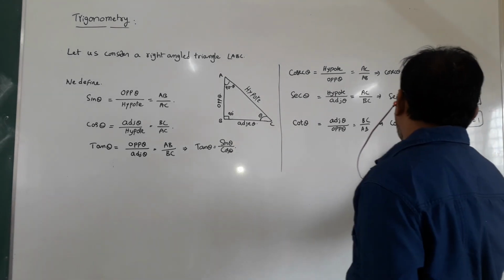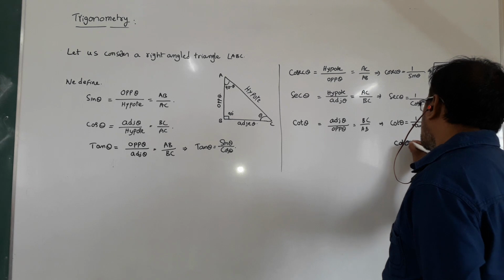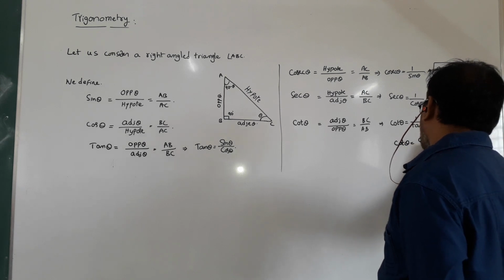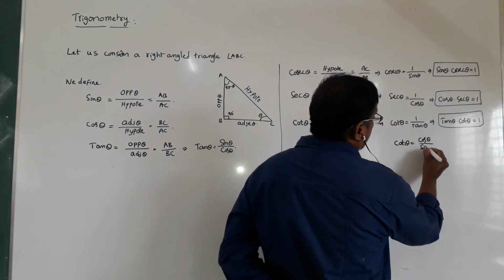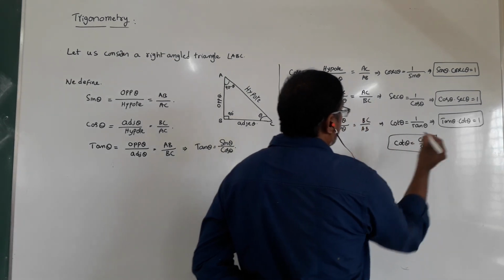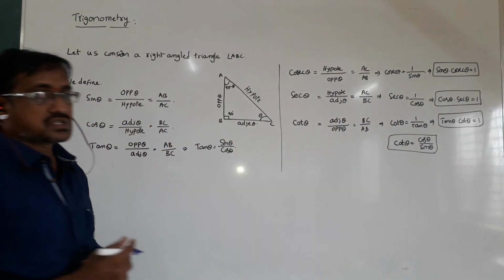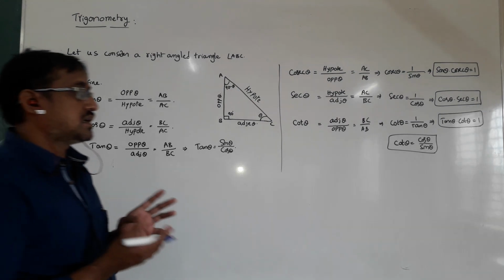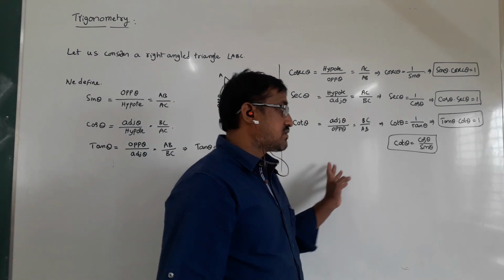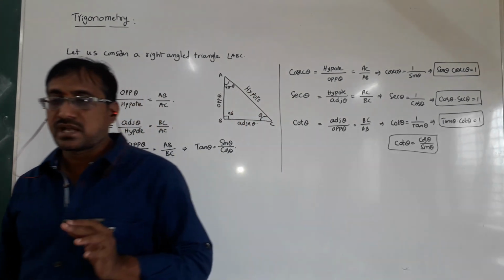And remember that cot theta is equal to cos theta by sin theta, because tan theta is equal to sin theta by cos theta. So cot theta is equal to cos theta by sin theta.